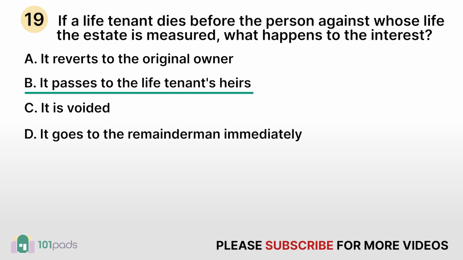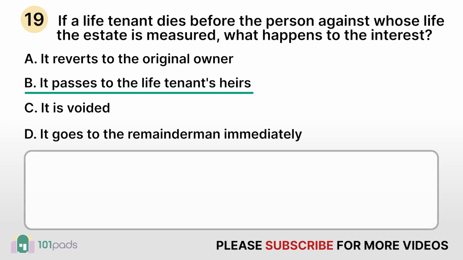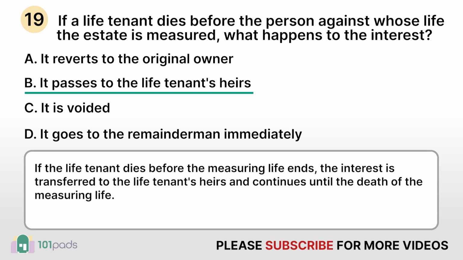The answer is B. It passes to the life tenant's heirs. If the life tenant dies before the measuring life ends, the interest is transferred to the life tenant's heirs and continues until the death of the measuring life.